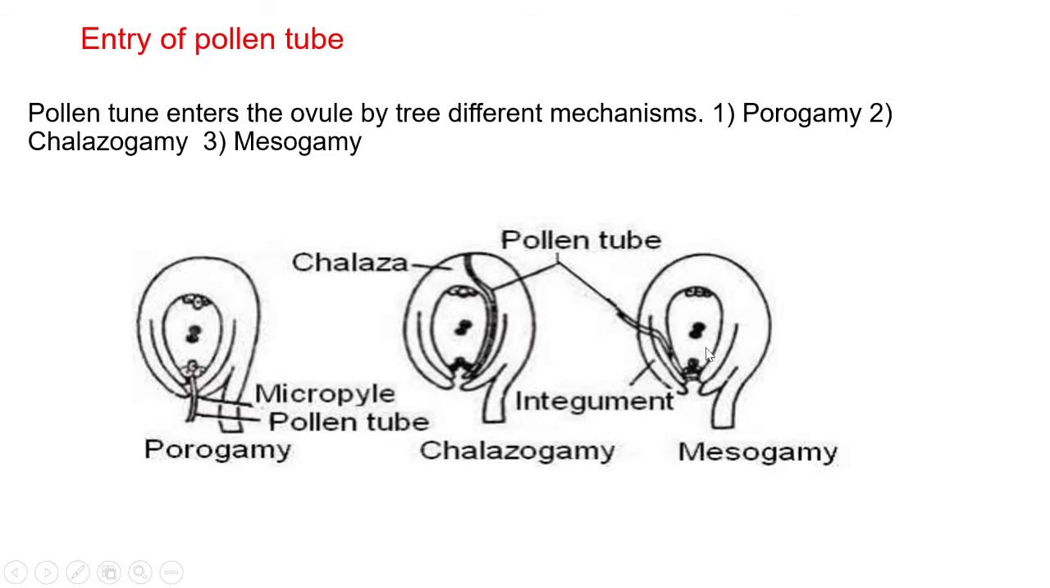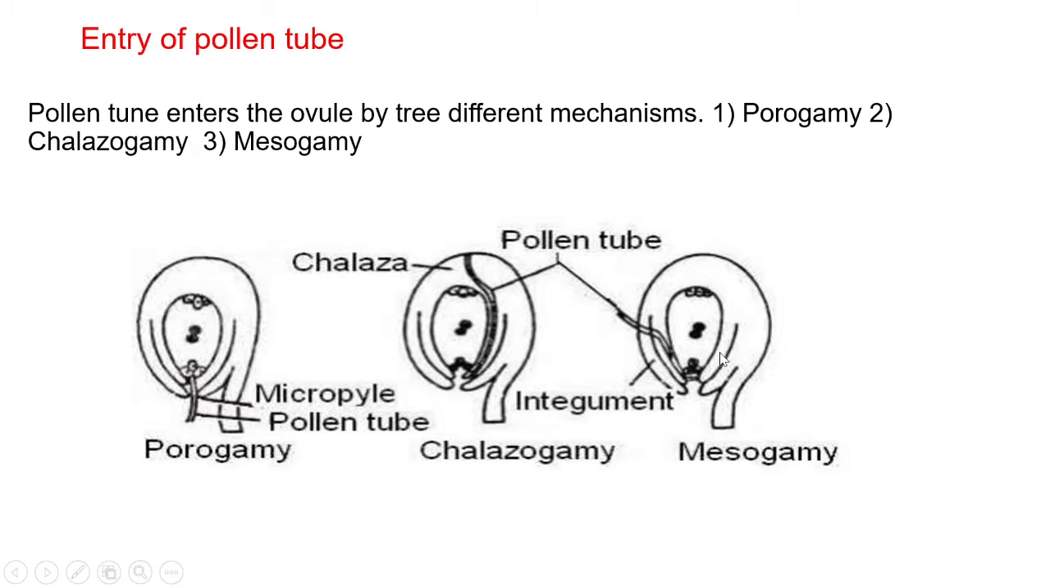The second figure represents chalazogamy. When the pollen tube enters through the chalaza, this is the chalazal point, funiculus, integument, nucellus, and embryo sac. The pollen tube, after growing through the style, comes in contact first with the chalaza, and through the side of the embryo sac, it reaches the micropyle end.